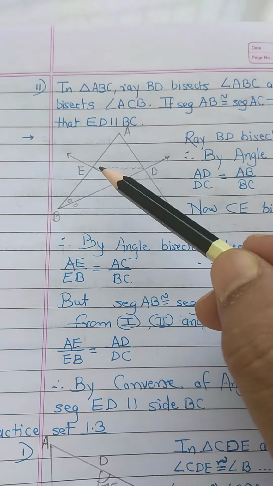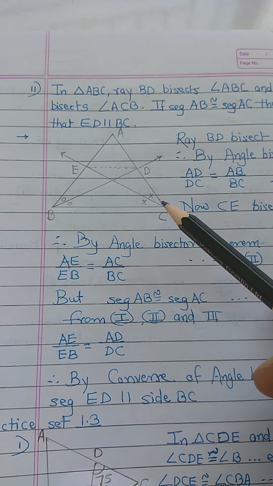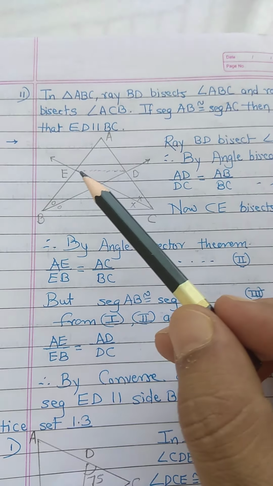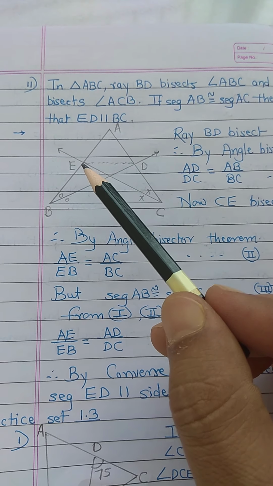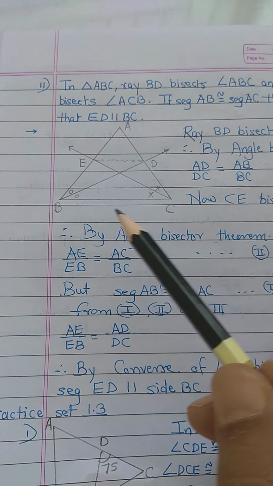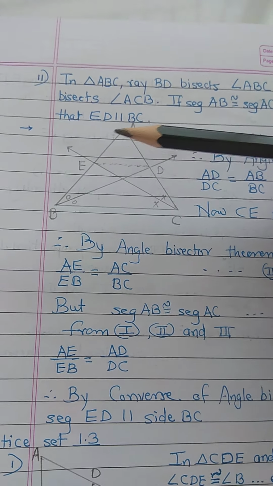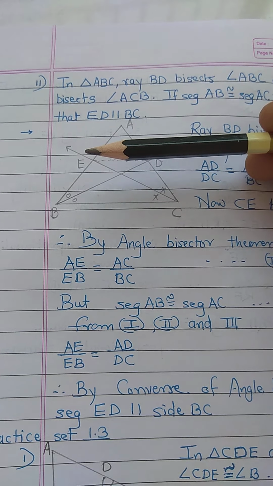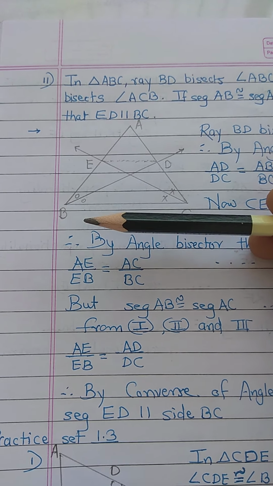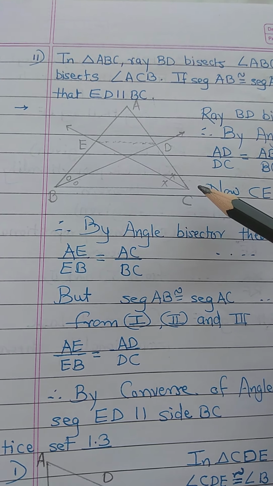See here, AE upon EB is equal to AD upon DC, then by the converse of the basic proportionality theorem, we can say that ED is parallel to side BC. Once again, in short, if you are trying to show that ED is parallel to BC, then you should show that AE upon EB equals AD upon DC.